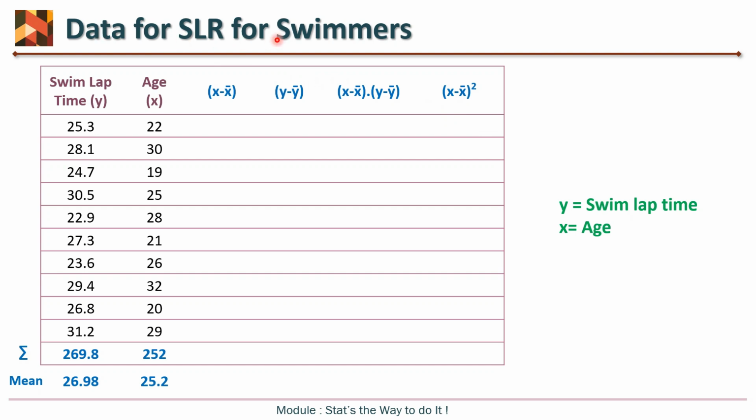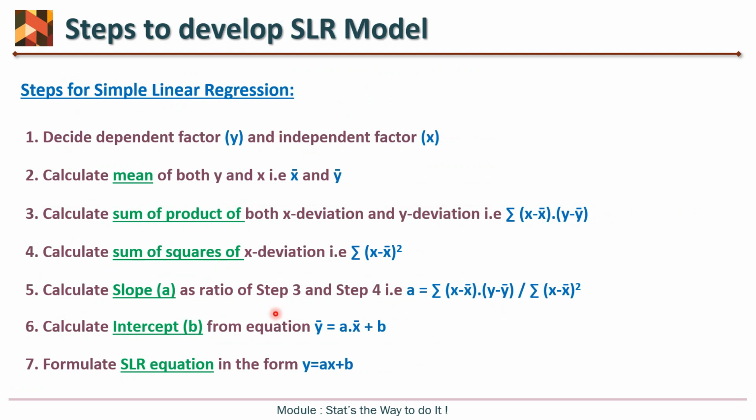So this is the data for SLR. We have selected one X, that is the age of the swimmer, and Y as swim lap time. So see, whatever things we need as per the 7 steps: we need X deviation, Y deviation, the product of X deviation and Y deviation, and the square of X deviation. So we are making 4 extra columns, which is the requirement for making the SLR model as per these steps.